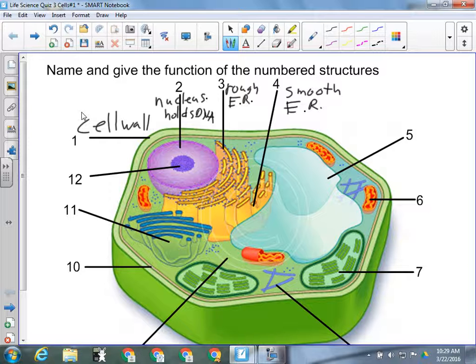Okay, all right, number 5. What's this big thing here? Water vacuole. All right, what does the water vacuole do? Okay, pushes against the cell wall, supports the cell's shape, uses turgor pressure to support the cell. Something about, again, shape and support of the cell. All right, number 6, mitochondria.